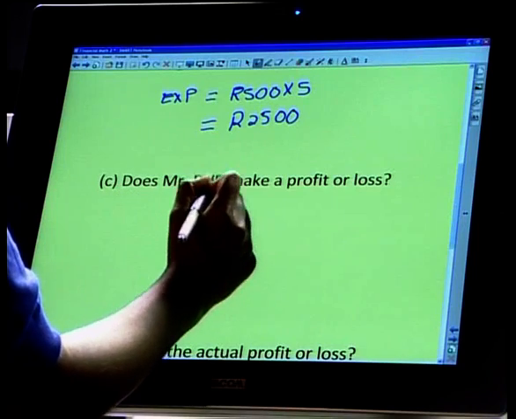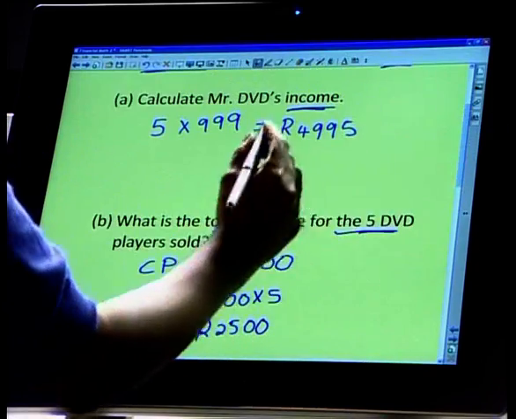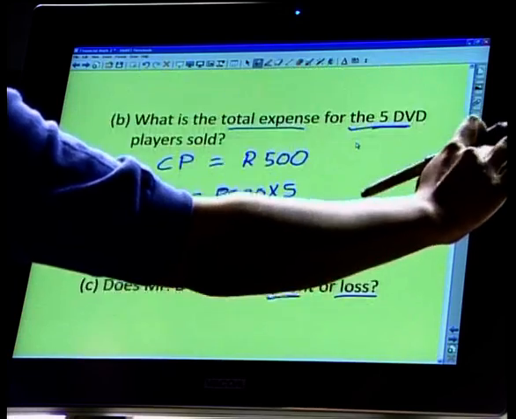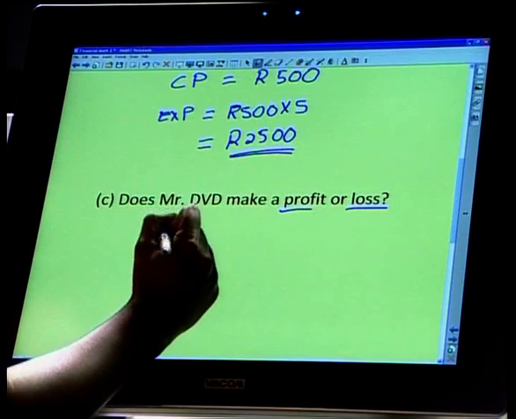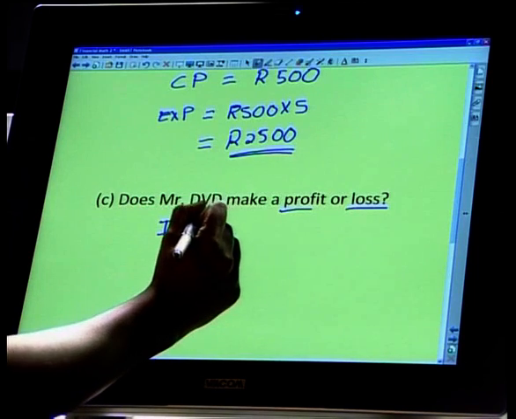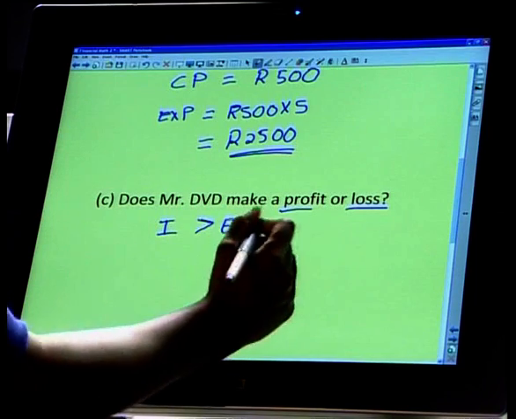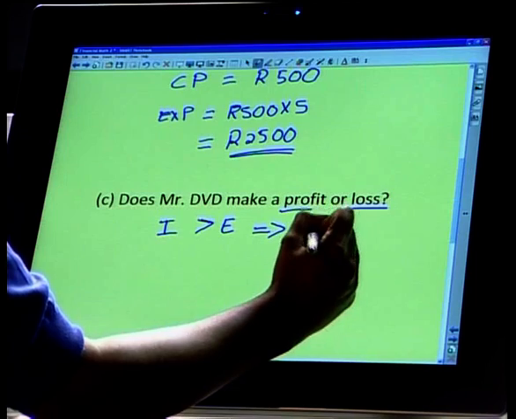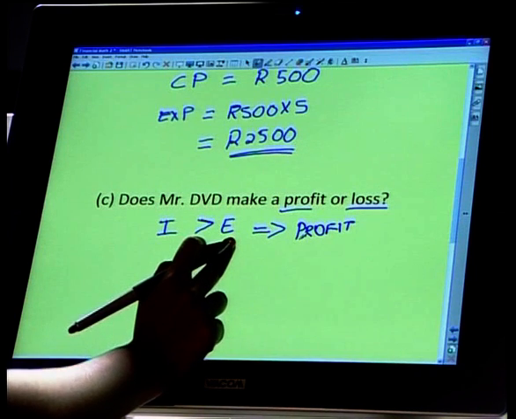Okay, let's move on to the C part of this question. They want to know, does Mr. DVD make a profit or a loss? Remember, your profit is what you are left with after you take into account all of the expenses. Your loss will be if your expenses are greater than your income. So let's look at Mr. DVD's income. It's 4,995 Rand, and his expenses are equal to 2,500 Rand. So since his income, which was 4,995, is greater than his expenses, which was 2,500 Rand, this would then mean that he must make a profit. So that implies that he makes a profit since his income is greater than his expenses.